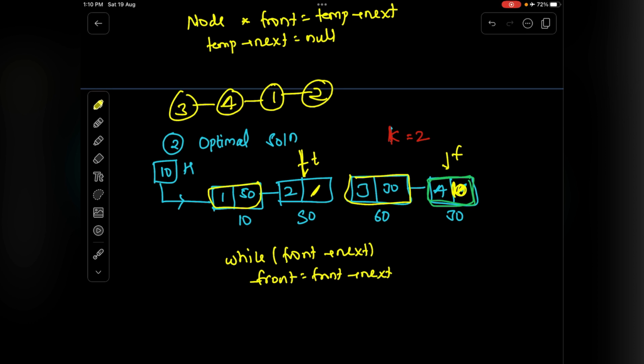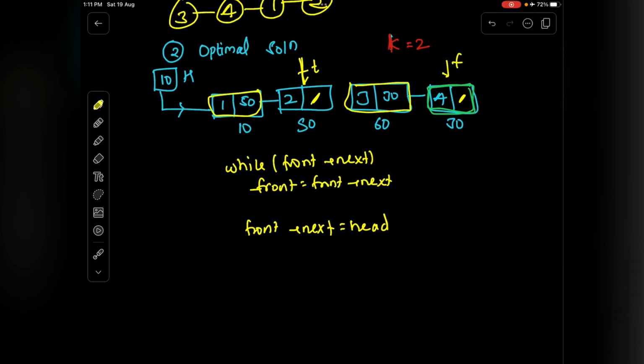Now initially it was null. Let me make changes. Now front of next is not null, but it is null, so this condition gets false. Now I will simply store the address of my head, so front of next equals head. Now this 4 contains 10. So what will be my final answer? Front of next equals head, and head contains 10, so it will contain 10, right?